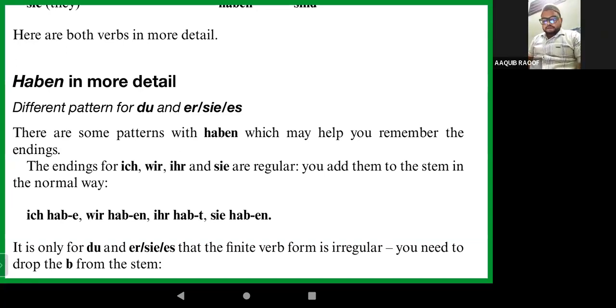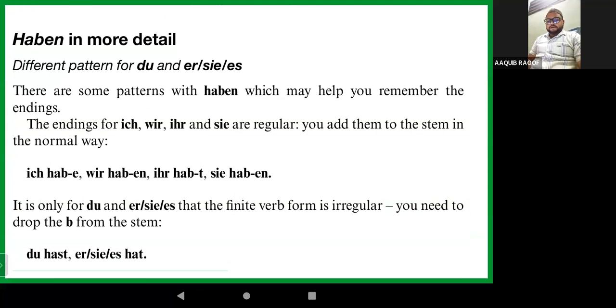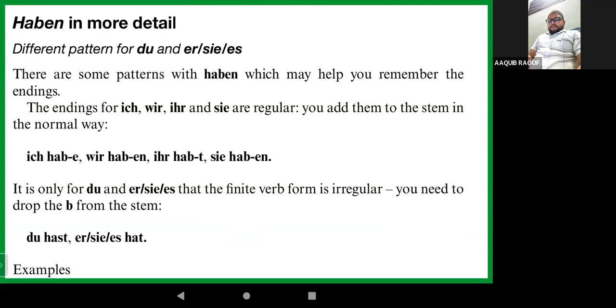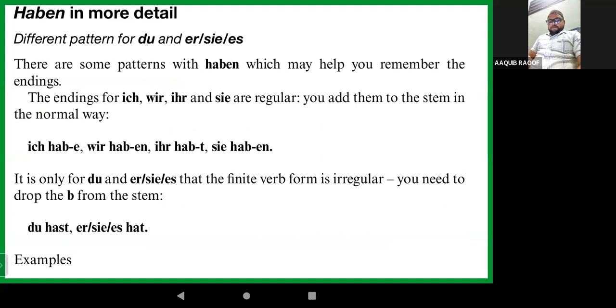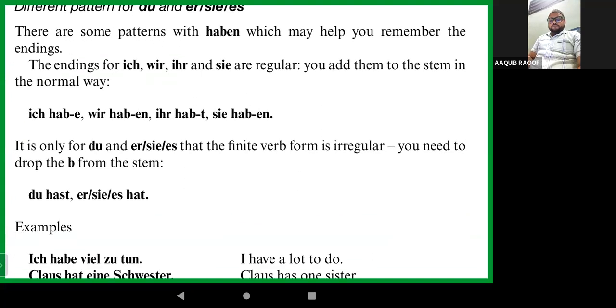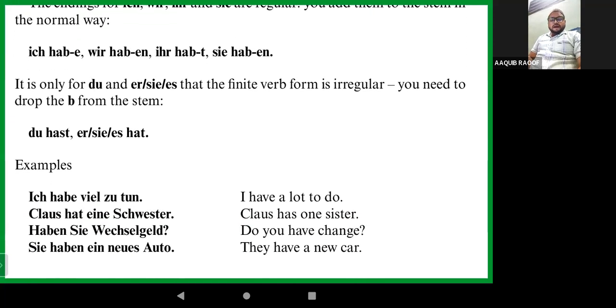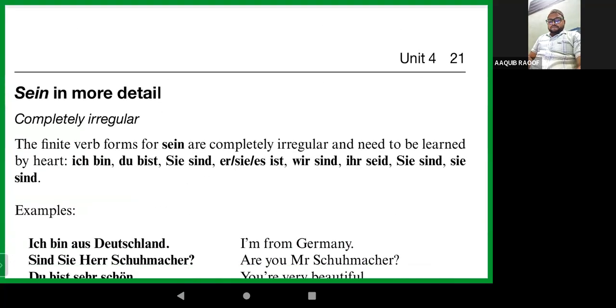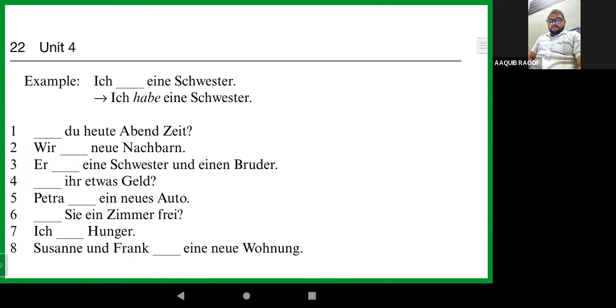Now see here. Haben in more detail. The endings: ich habe, wir haben. And for du and er, sie, es, haben is an irregular finite verb. You need to drop the b from the stem. Du hast, er, sie, es hat. So what here? Hast du heute Abend Zeit?